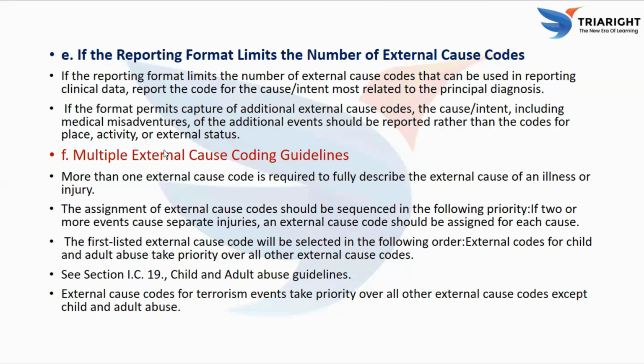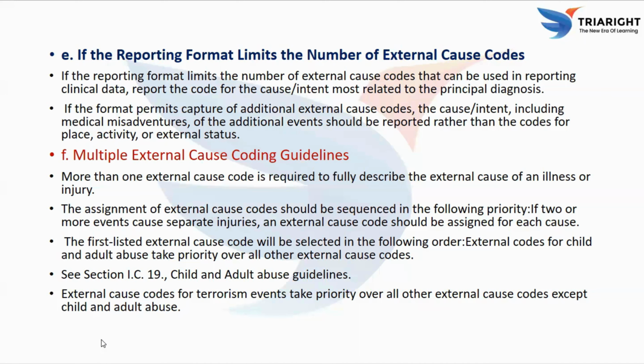The next guideline is the multiple external cause coding guidelines. What are the multiple external cause codes, and when are they needed? More than one external cause code is required whenever multiple events contributed to an injury or separate events caused separate injuries. What is an example? A patient falls from a ladder and fractures the arm, then is struck by a falling object, resulting in a head injury. Assign an external cause code for each event.